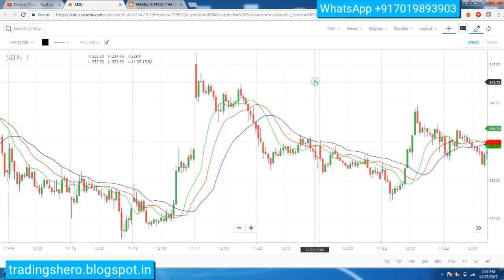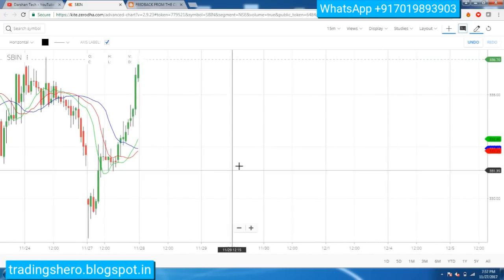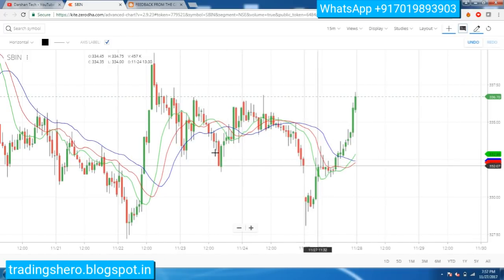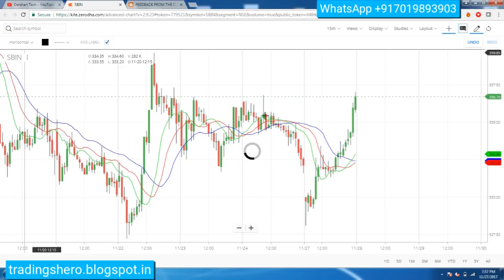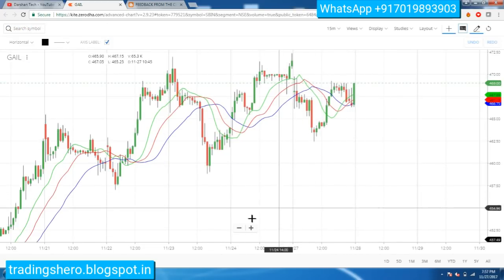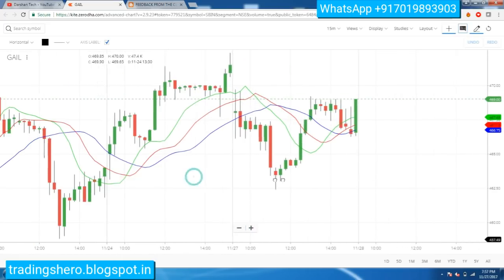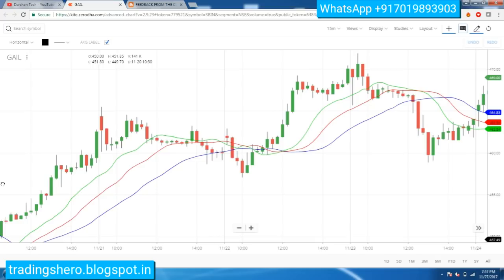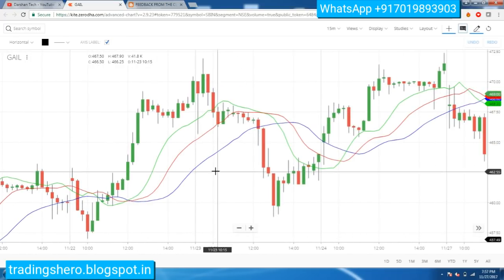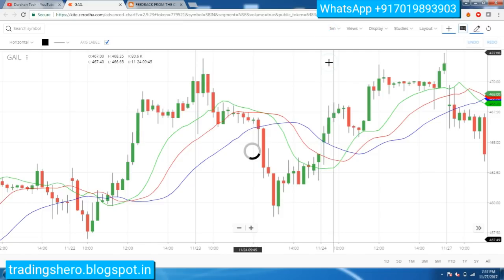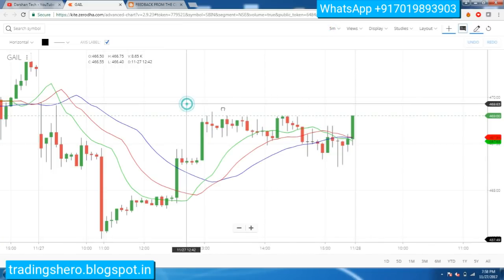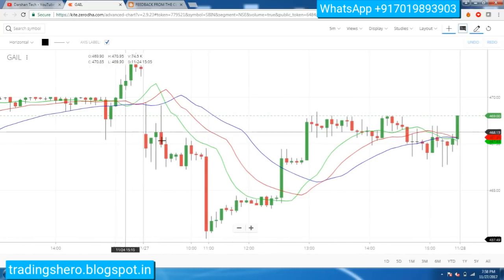So here it is. As you can see, when the fresh crossover comes, you can just buy above the candle high. Now let me switch to other stocks like Gail, Hindalco or anything. No signals were given in the last 2 days in Gail. As you can see here, in 15 minutes you may find fewer signals, so it's better to use 5 minutes.